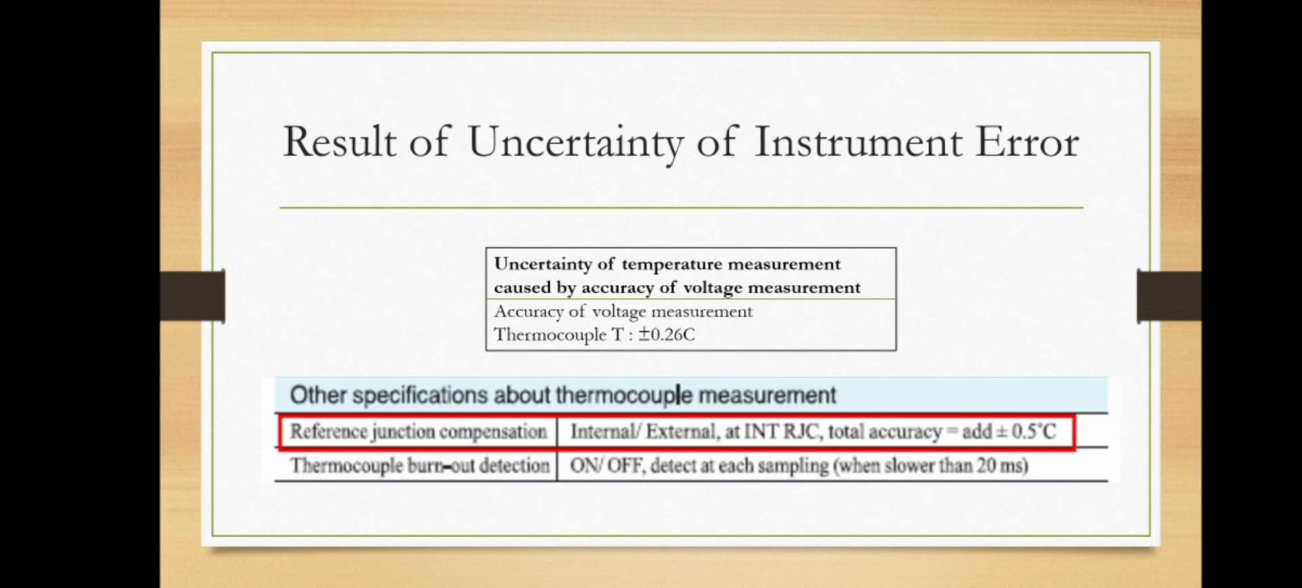The uncertainty of the instrument consists of the resolution of the data logger and the accuracy of temperature measurement caused by the accuracy of the voltage measurement. Since the Hioki resolution is 0.01 degrees Celsius, based on the specification of the data logger, the uncertainty of the resolution is plus minus 0.005 degrees Celsius. Since this is much smaller than the uncertainty of temperature measurement, the uncertainty of the instrument is equal to the uncertainty of temperature measurement, which is plus minus 0.26 degrees Celsius.